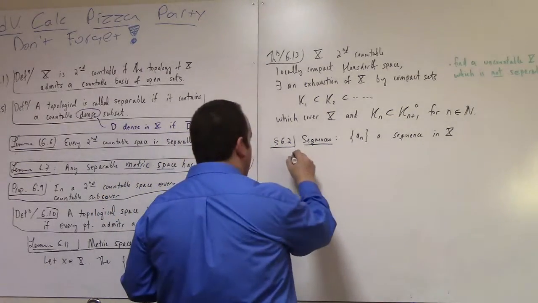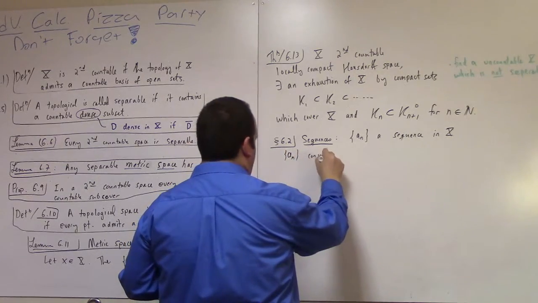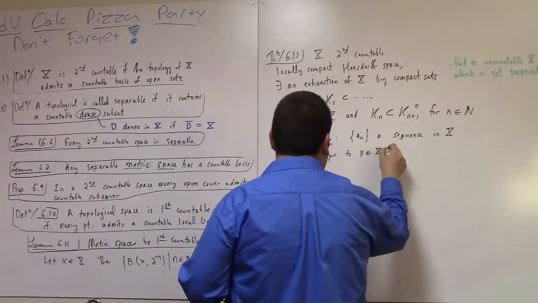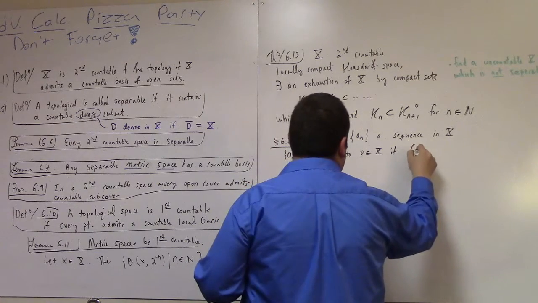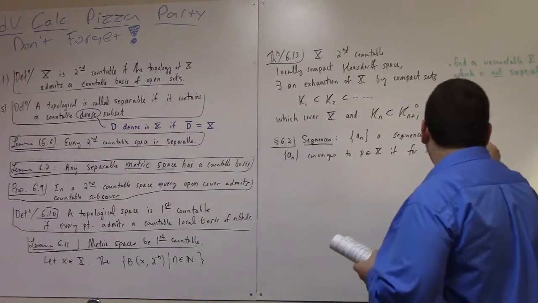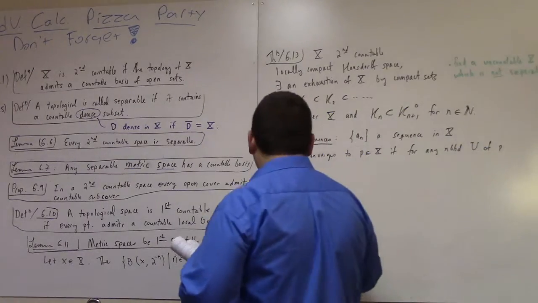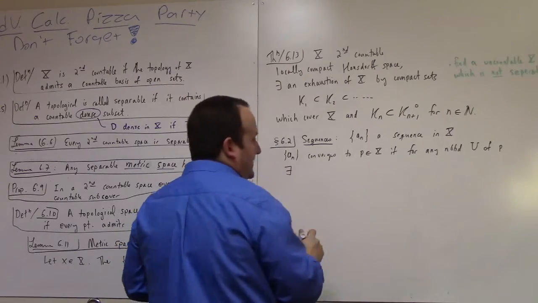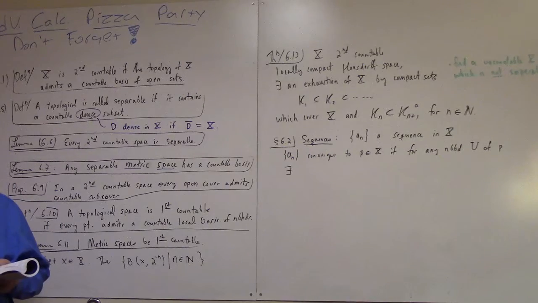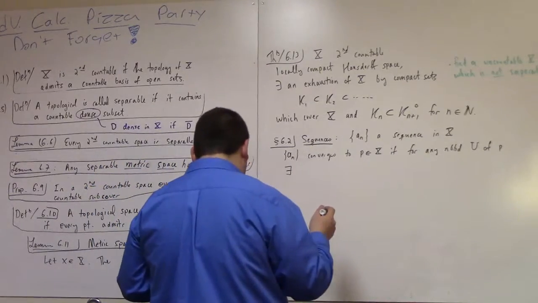Sequence converges to a point P in X if for any neighborhood, what is a neighborhood? A set that contains an open set that contains that point. Okay, so it's a possibly not open set which contains an open set, right? So neighborhoods can be yucky, right? Not my neighborhood, though. I like my neighborhood.